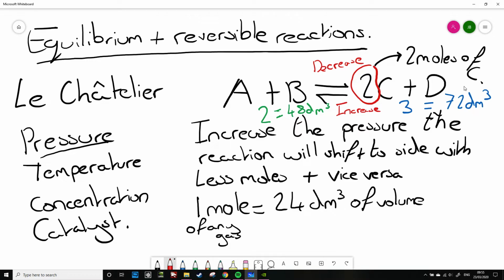And that's applicable to any reaction, as long as they are gases and as long as the moles are different on either side. If you have the same number of moles either side, increasing or decreasing the pressure will have no effect. If they're all liquids or all solids, you can't compress them, so it will have no effect. So it's all down to it has to be gases and a different number of moles on each side.